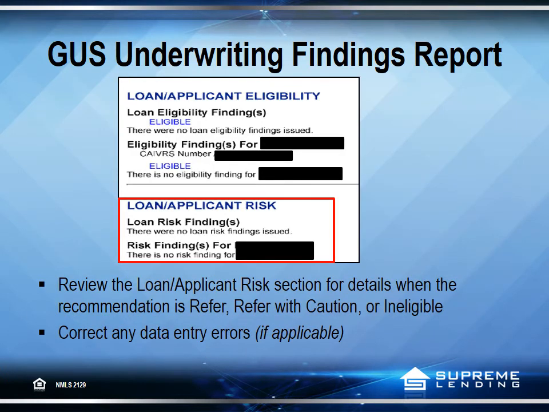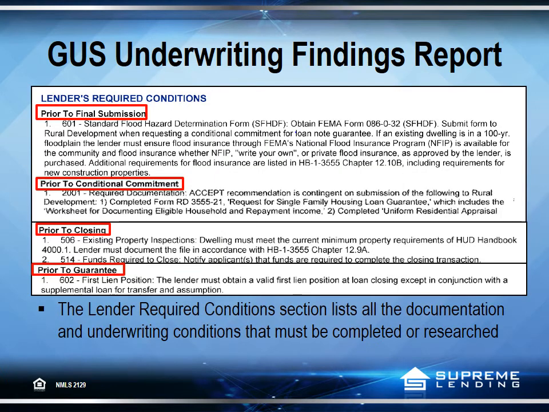The next section is the loan applicant eligibility. Be sure to review the loan applicant risk for details when the recommendation is a refer with caution, or ineligible. There may be data entry errors that can be corrected. If so, correct those errors. Next, you'll find the lender required section, which lists all the documentation and underwriting conditions that must be completed or researched. Review all the conditions carefully. Some default conditions may not apply to the loan file.